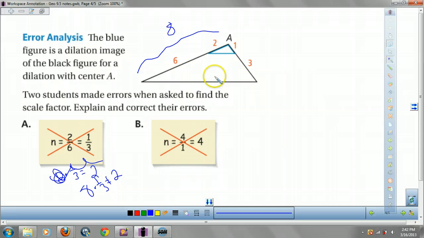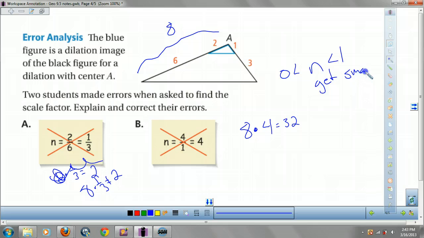Now let's see what this Yahoo did. They said it was 4 over 1, which is 4. Okay. Let's try it. You start with 8, times it by 4. It's 32. The small one's not 32. They flipped it around the wrong way because we're getting smaller, guys. If n is between 0 and 1, you're getting smaller, which we're doing. So it has to be between 0 and 1.